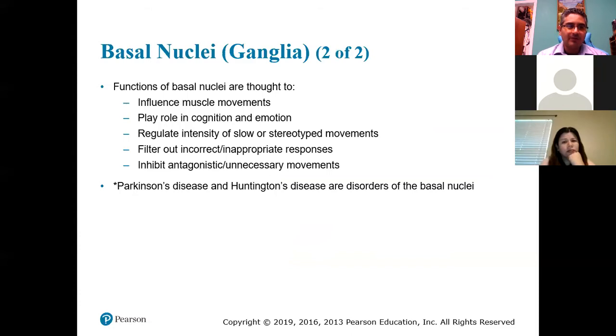So when we look, for example, at Parkinson's disease or Huntington's disease, these are disorders of the basal nuclei, where there is the inability to inhibit unnecessary movements. So I kind of put a little star here, but this is definitely important.